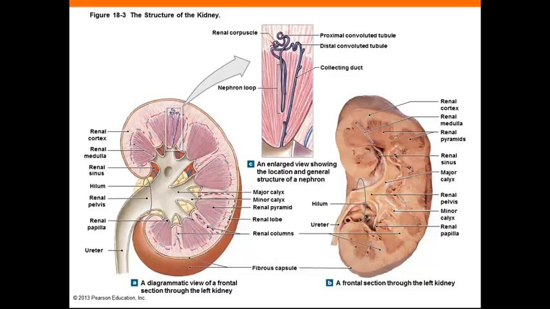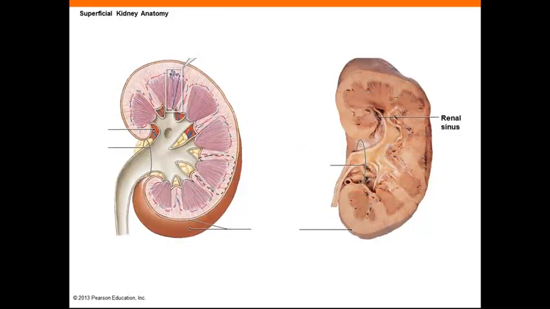Let's look at the structures of the kidney. Kidneys are bean-shaped. They have an indentation on the medial side, which is called the hilum, which creates an exit for the ureter and the renal vein, as well as the entrance for the renal artery. The fibrous capsule covers the outer surface, and it lines the renal sinus, an internal cavity or space.